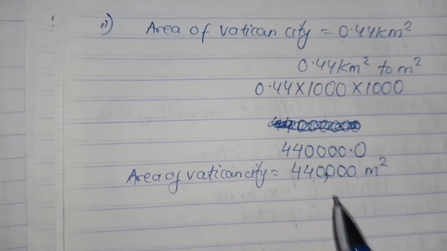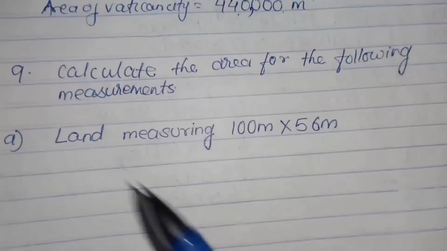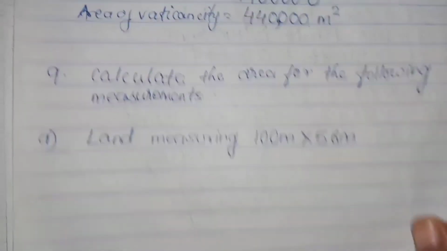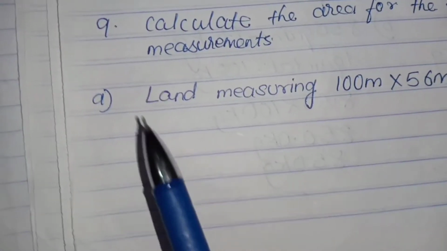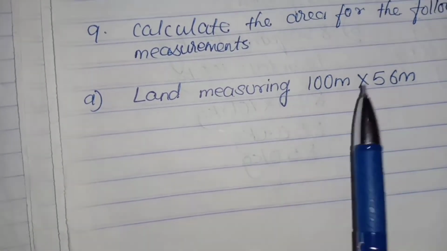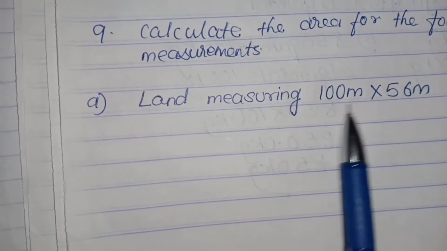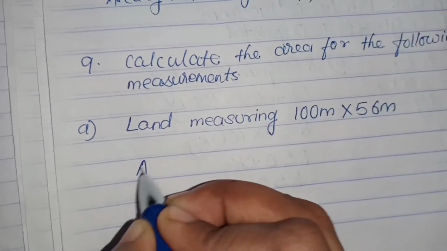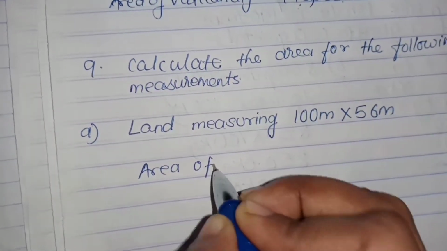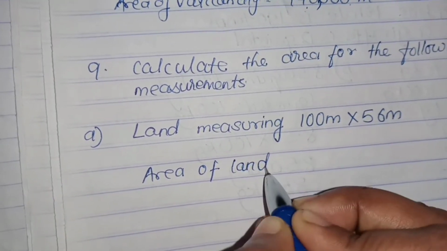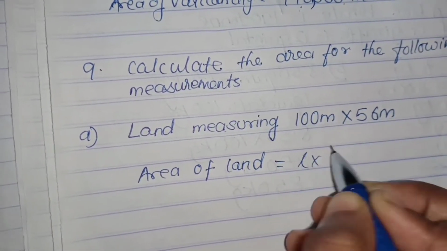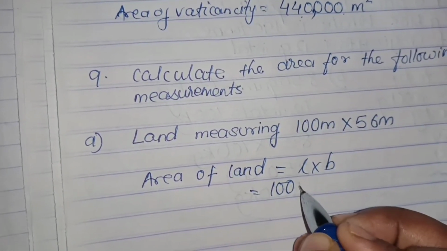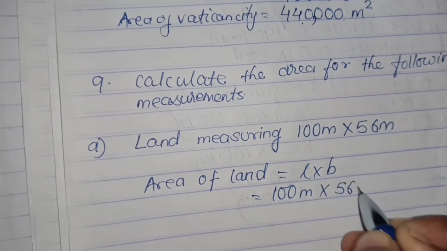Now let's see question number 9. Calculate the area for the following measurements. We have to calculate the area, and it is very easy. Land measuring 100 meter into 56 meter. That means this is the length, this is the breadth. So area of land is equal to length into breadth. This one is length. That means 100 meter into 56 meter.